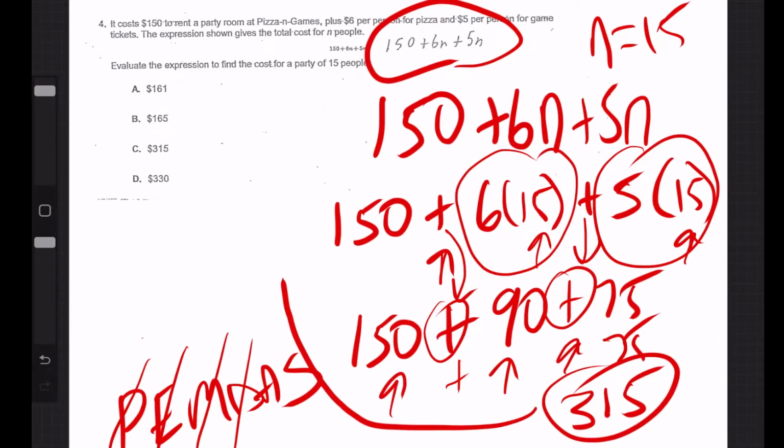If we take our 315 and go up to the answers, do we see one that says 315? We sure do. Letter C, $315. How'd you do on this one? All right, let's go on to question number 5.